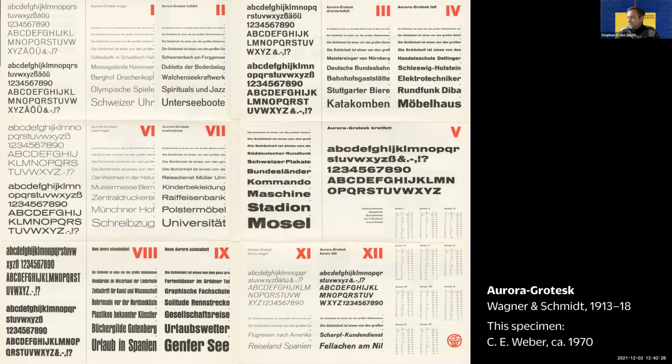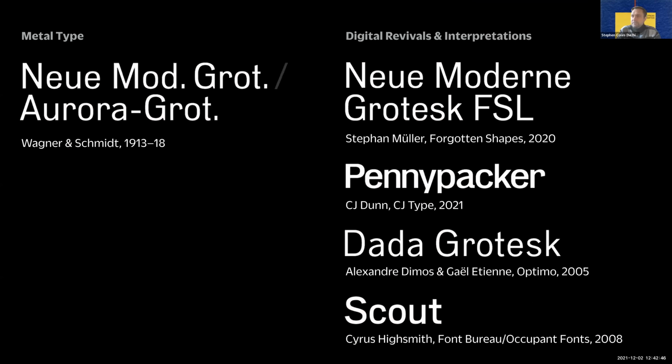And that's one of the reasons this was available from so many different foundries. What you're seeing here is a Weber specimen that's just a single fold-out sheet showing all of those styles with Roman numerals as different style names. And one of many, many specimens of Aurora that we have at the archive. One of the other names for it is Neue Modern Grotesque.